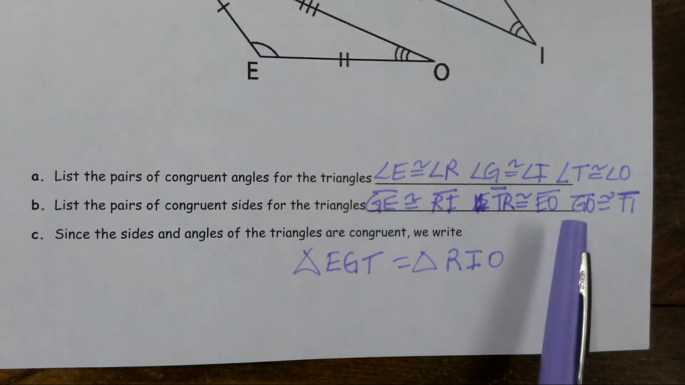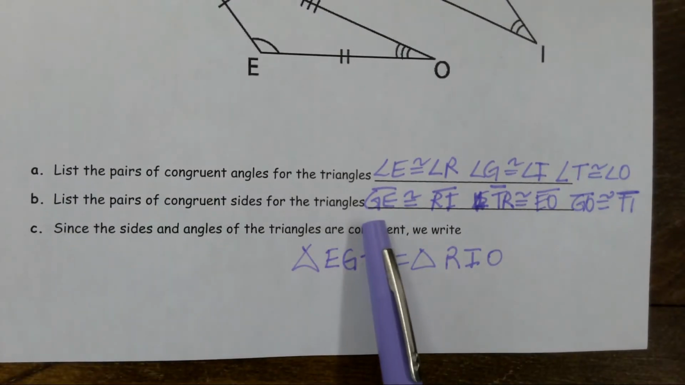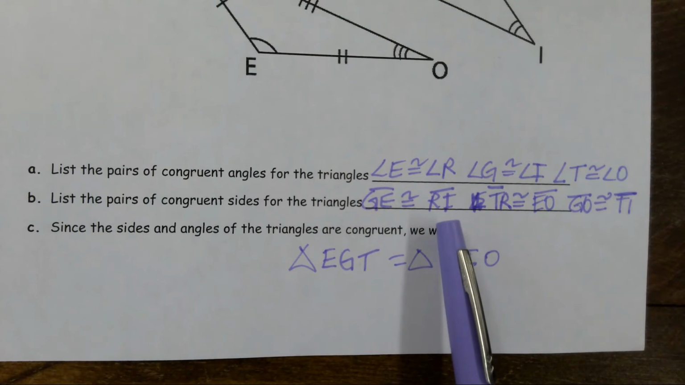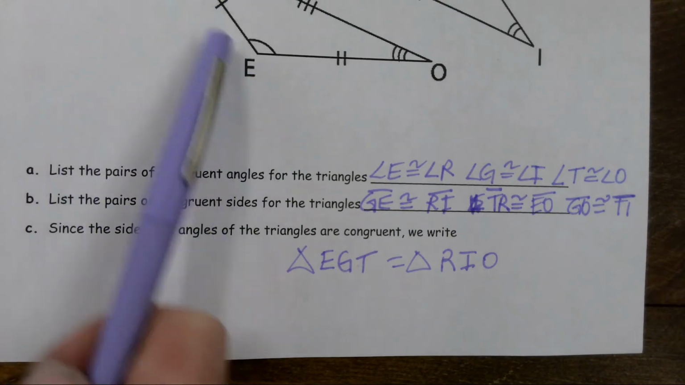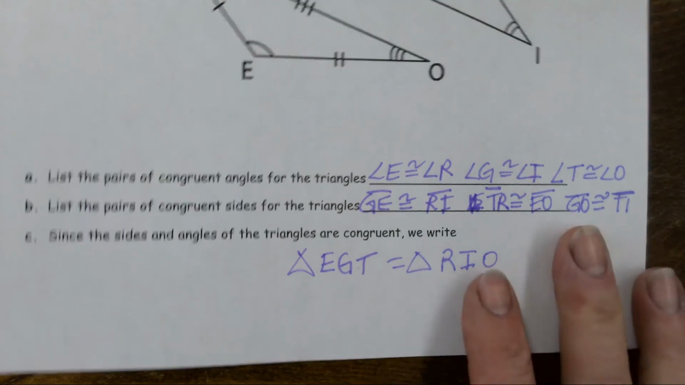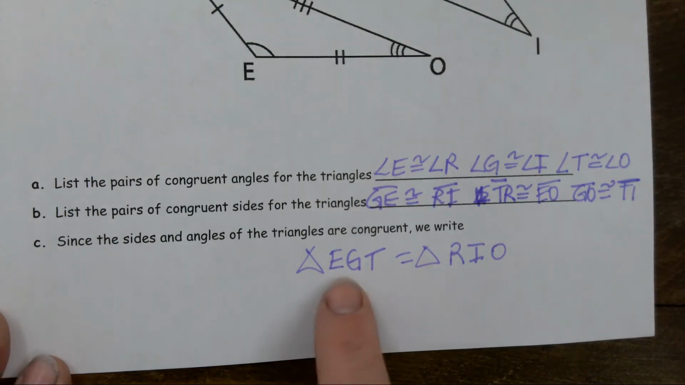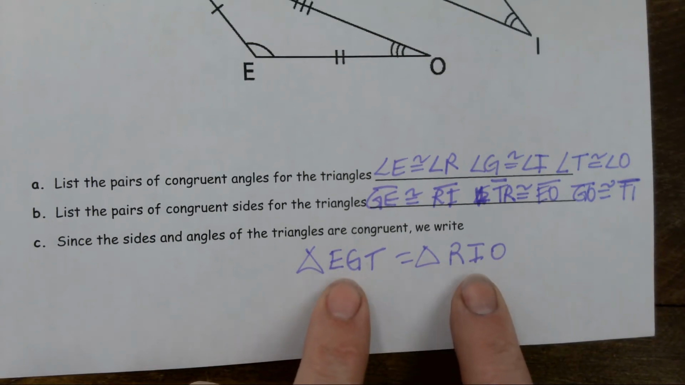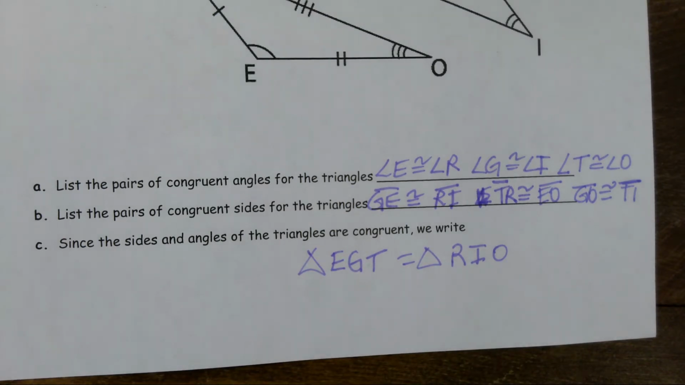With the segments there's a little more wiggle room. I could write EG or GE is congruent to RI or IR. I just have to make sure that it represents the segments that are both marked with one tick mark. And then also remember, as far as your congruent triangles go, it doesn't matter the order that you write the letters, just make sure in both of your triangles that the letters match. That's what's important. Like I said, there's going to be an instance where you're not given everything marked.